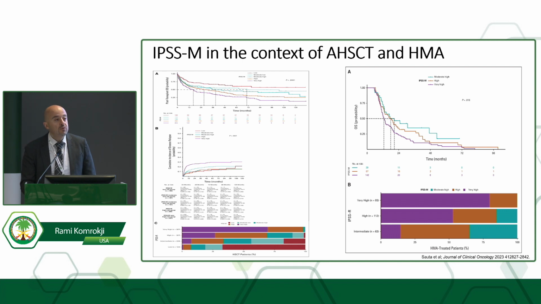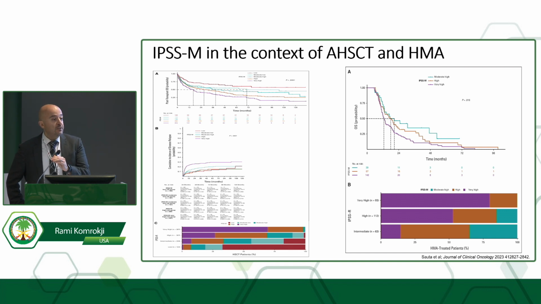So the question is, what to do with that? There is no doubt that the IPSS-M is a refinement of the IPSS-R and allows you to predict the outcome for patients in a better way. But do we act based on that? This is the first attempt to look at that, from the Italian group, and they were suggesting that for transplant, yes. So if we have staged a patient with the IPSS-M, we probably should be considering transplant for those patients.